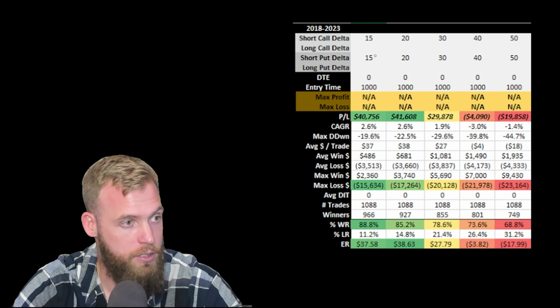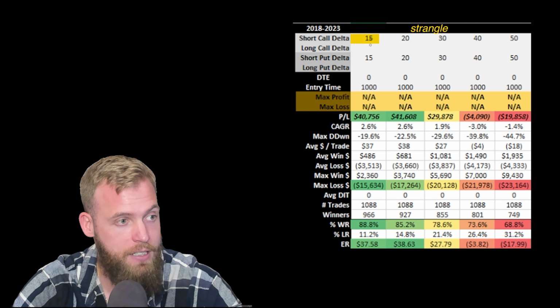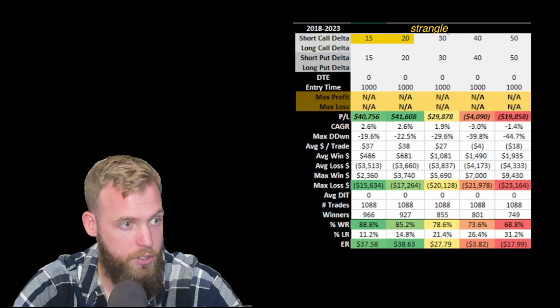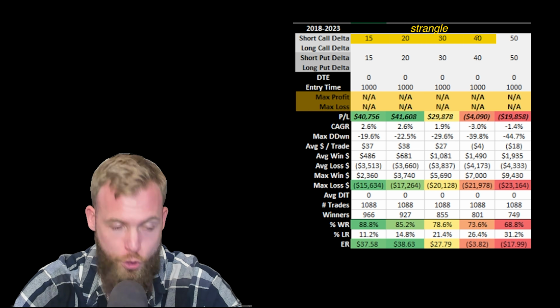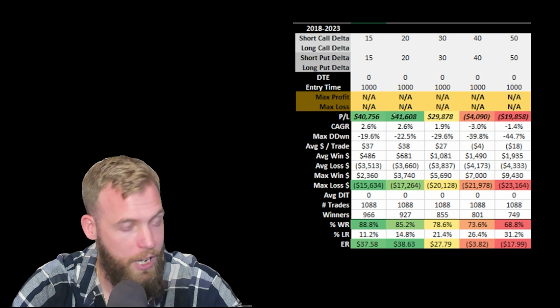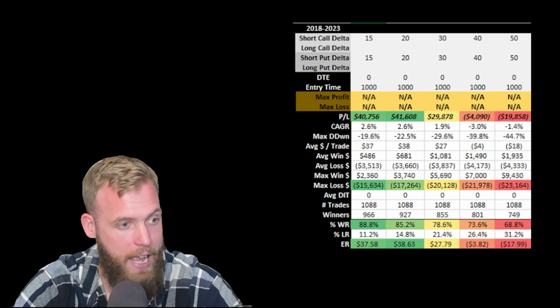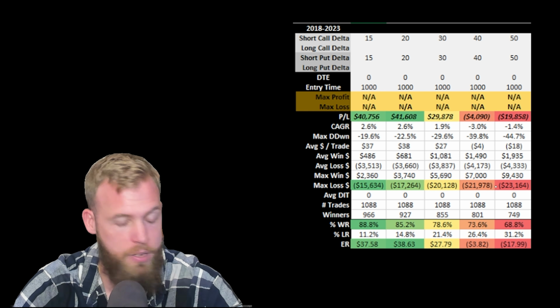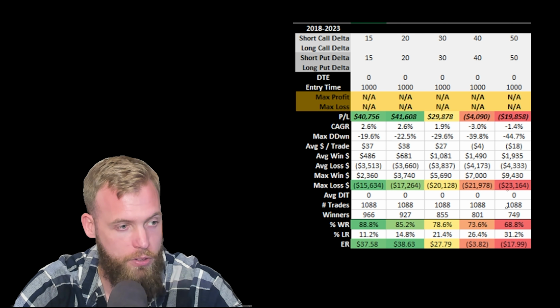And we look at a few things. So here we have a 15 delta strangle, 20 delta, 30 delta, 40 delta strangles. Then the 50 delta, which would be a straddle. Notice a bunch of different metrics here. I have them color coded because I am a simple man and I like colors. But it kind of highlights some of the easier things for you to see.